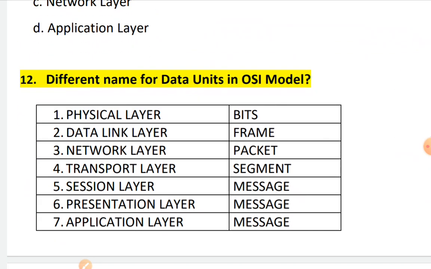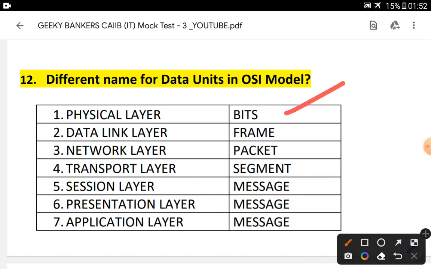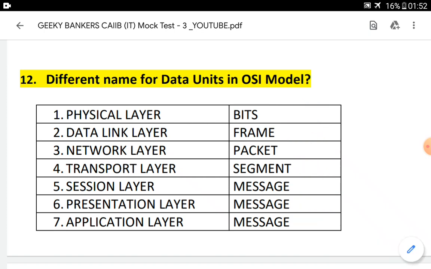Different names for data units in the OSI model. At the physical layer, data units are called bits. At the data link layer, data units are called frames. At the network layer, packets. At the transport layer, segments. At the session layer, messages. At the presentation layer, messages. At the application layer, messages. So these are the names for data units in the different OSI layers.